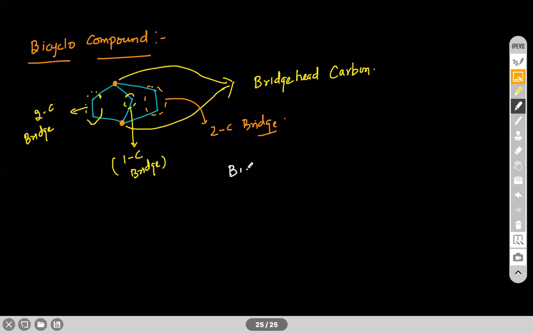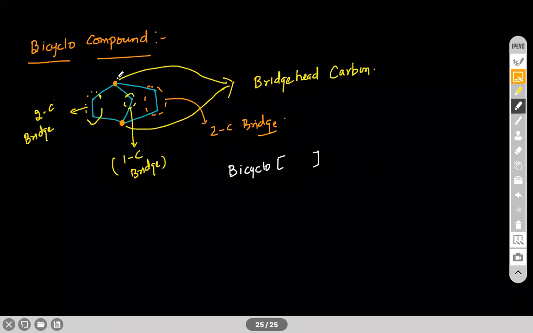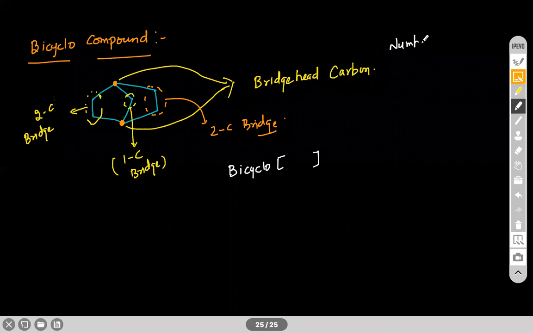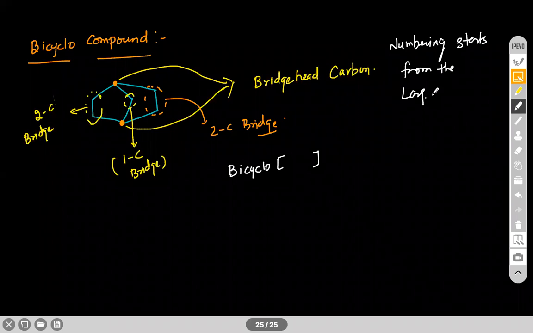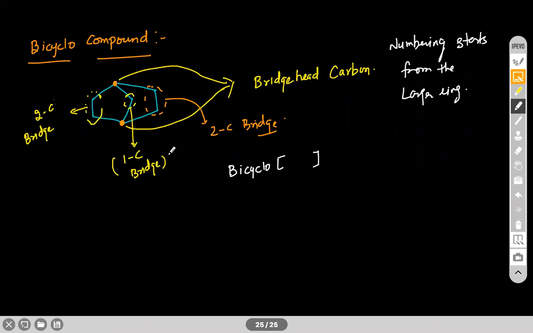bicyclo. Bicyclo, again open bracket, and the total number of carbon atoms here. Here we have the reverse order of that. We'll start numbering from the bigger ring. So numbering starts from the larger ring. First point is that: larger ring. And then the total number of carbon atoms.